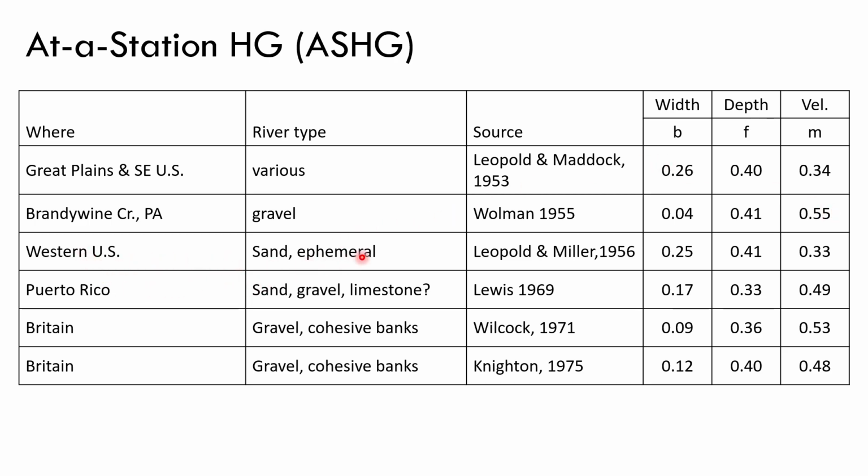Out west, in the western U.S., this is down in New Mexico and Arizona, where we have a lot of sand-bedded rivers, we're going to see width change moderately, depth change quite a bit, and velocity change in the middle of those two. You can see that these exponents are variable across different regions across the world, but depth is usually the one that changes the most, velocity is the one that changes next, and width is the least variable in this relationship.